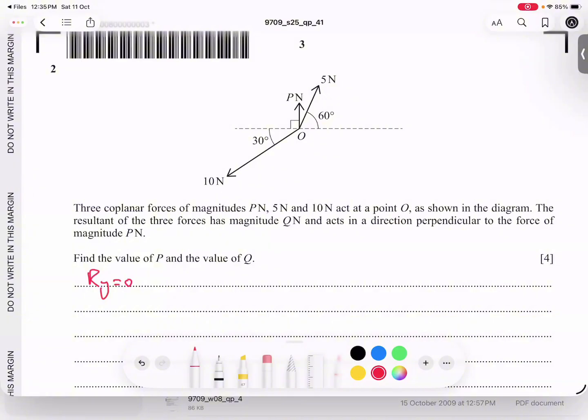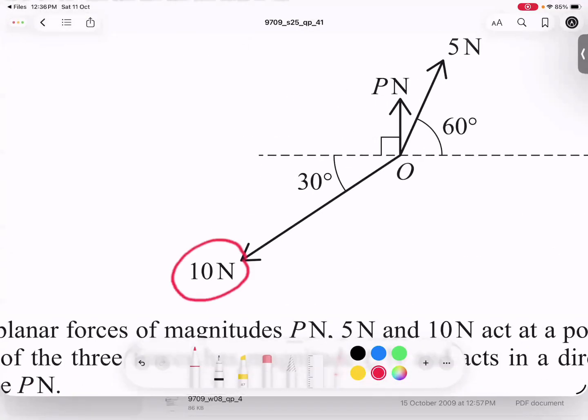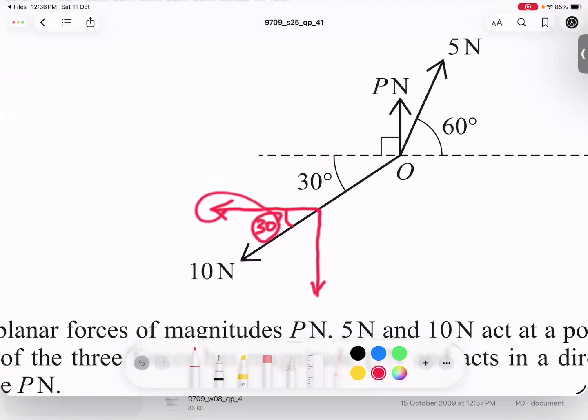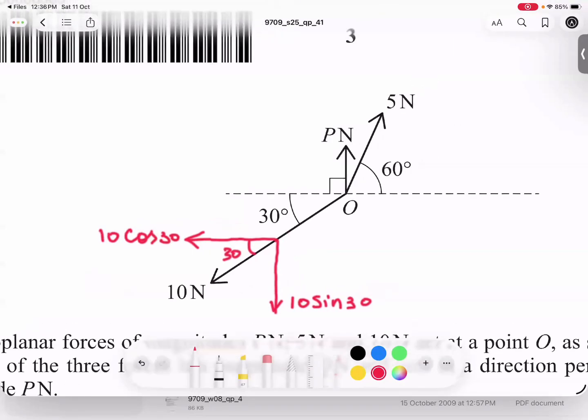So first of all, I will resolve the forces. How to resolve forces? Have a look. Force 10 at angle 30 degrees. We make one force parallel to the x-axis and one parallel to the y-axis. Where the angle is given, that is always the cos component, so 10 cos 30. And where the angle is not given, it is considered the sine component, 10 sine 30.